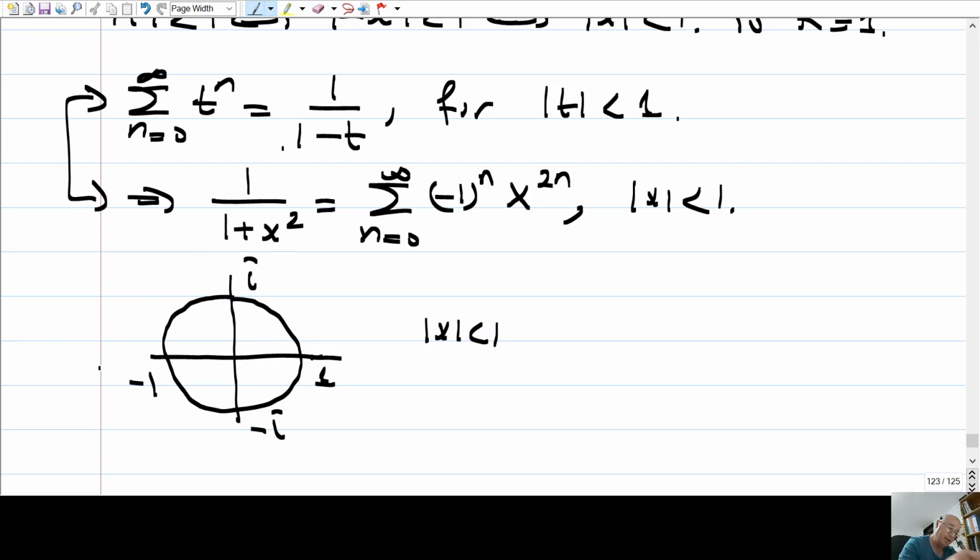Therefore, actually, it is more natural to consider power series as a complex power series, okay? Then you understand better what's going on.